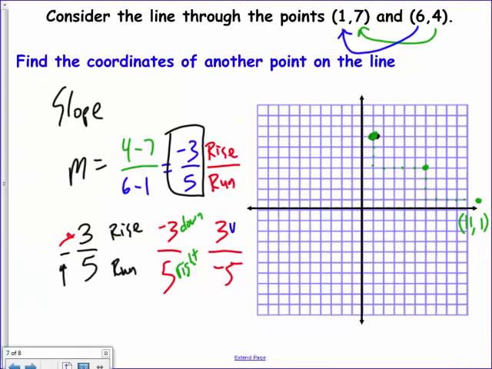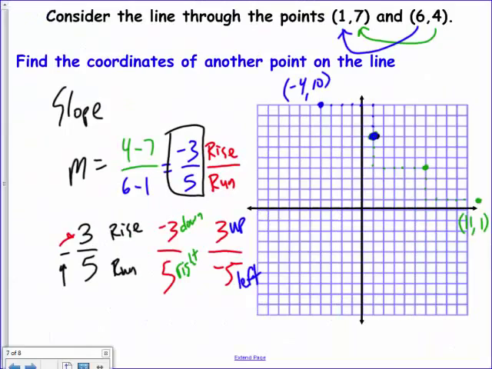I could really go up 3 and left 5. So let's go back to my original point. Let's go up 3, 2, 3, and left 5. 1, 2, 3, 4, 5. Right there. And this point would be what? Negative 4 and 10. So that would be my line. So I came up with 2 points, negative 4 and 10, and 11 and 1.